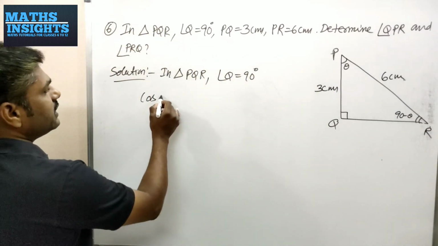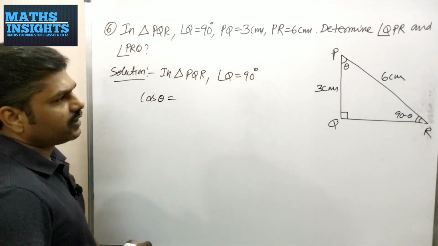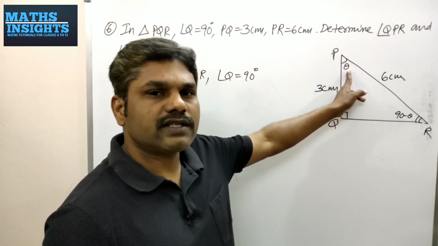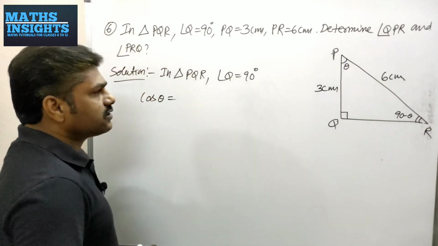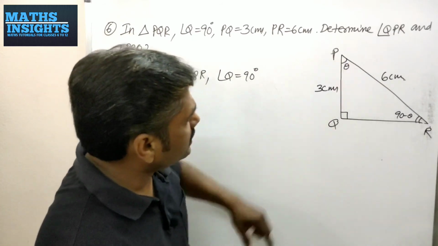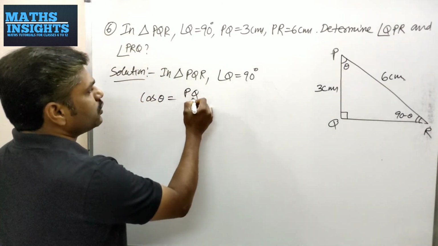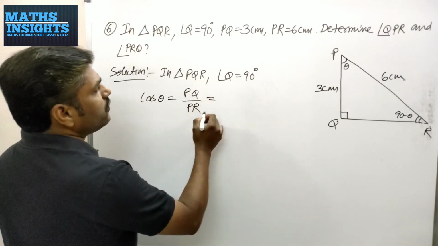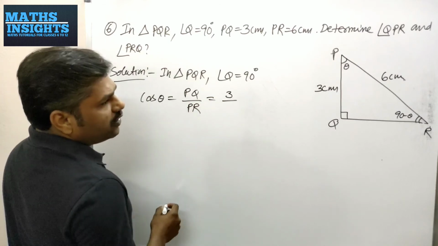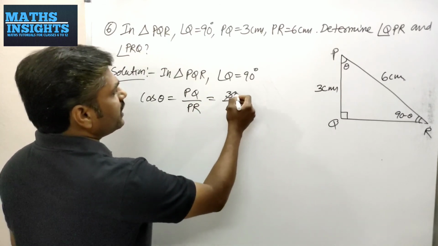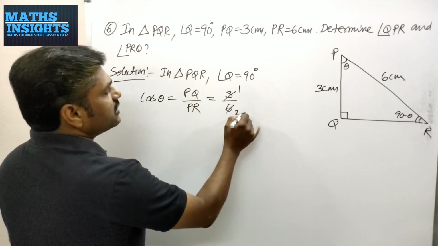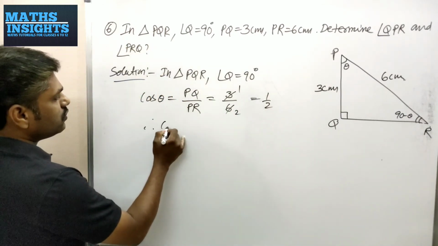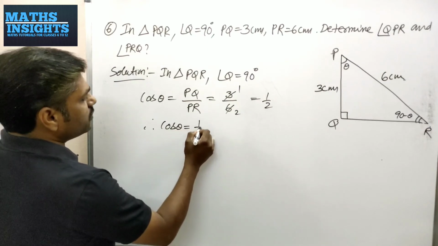So cos theta I am taking, I don't know the value of this one, that's why I named it as theta. Therefore cos theta is equal to the side adjacent to theta, that is PQ, by the hypotenuse, that is PR. PQ value is 3, PR value is 6. Therefore, if you cancel, 3 ones are 3, 3 twos are 6, that is equal to 1 by 2. Therefore, you got cos theta as 1 by 2.